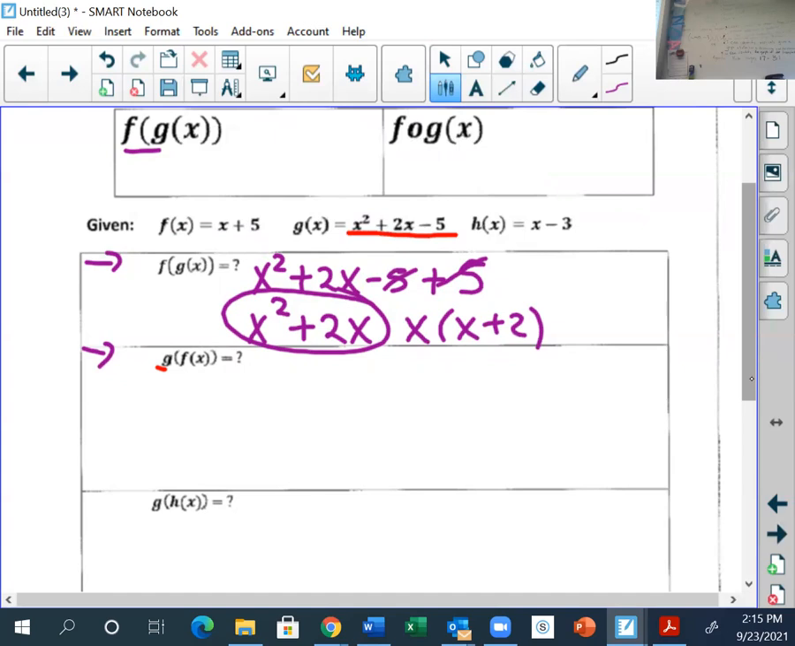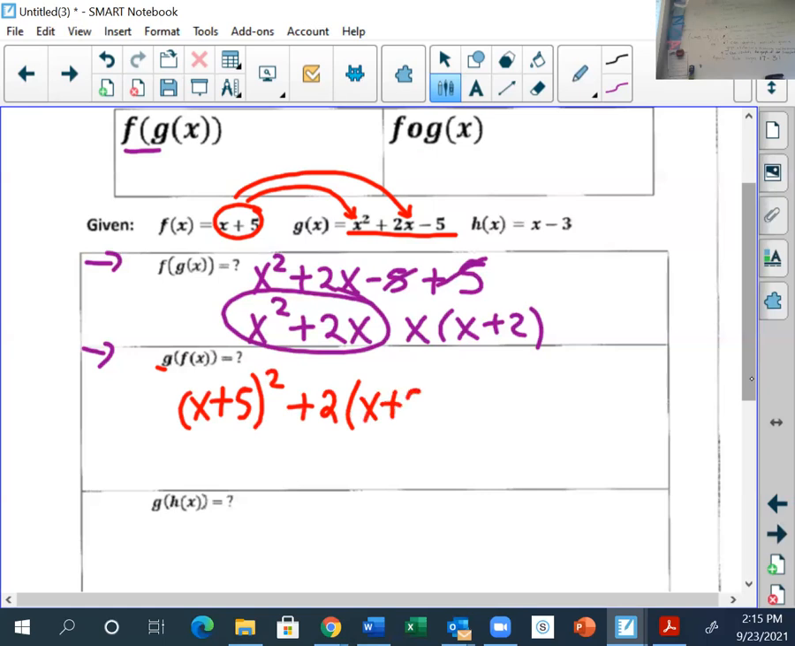I'm going to replace all the x by f of x. So this is the x. So I'm going to replace it here. And I'm going to replace where the x is here. Wherever x is, you're going to put f of x, which is x plus 5. So when it says x squared, I'm going to put x plus 5 squared plus 2. Wherever x is, I'm going to replace it by x plus 5 minus 5. And then you just do the operation, right?